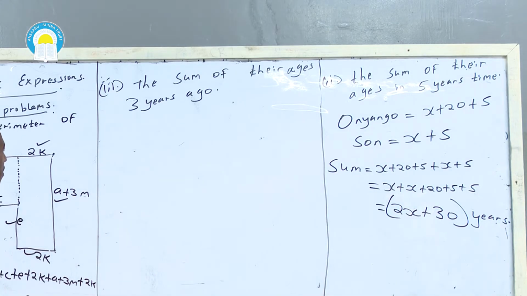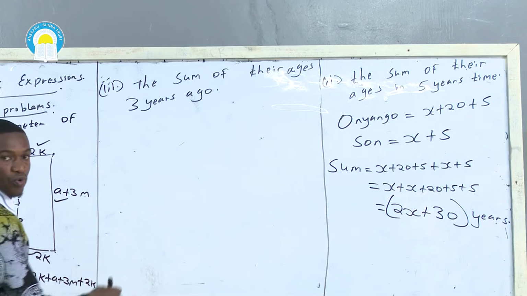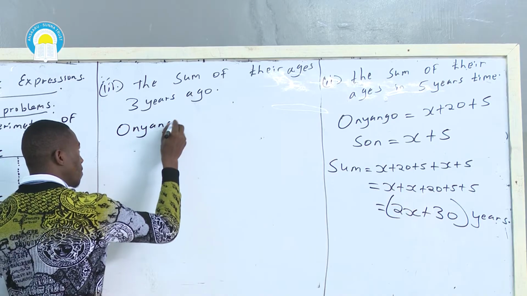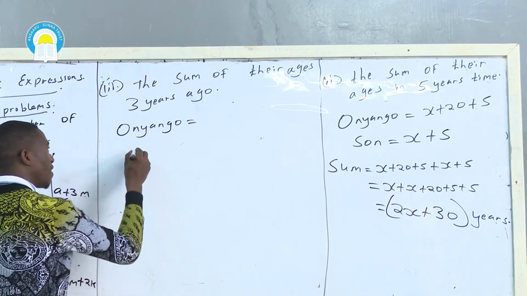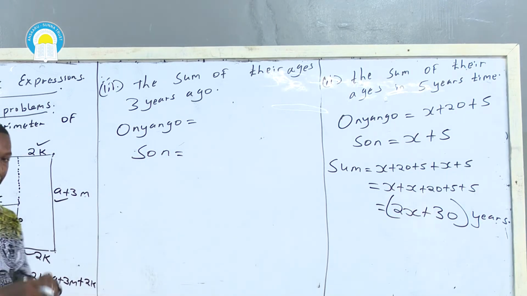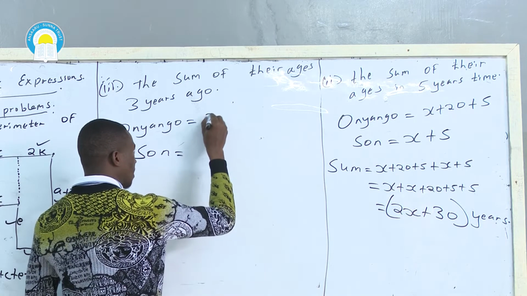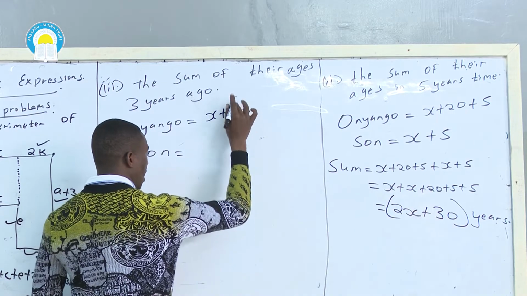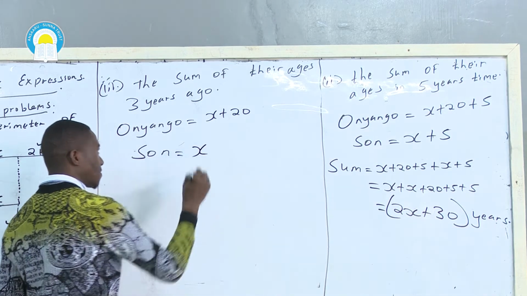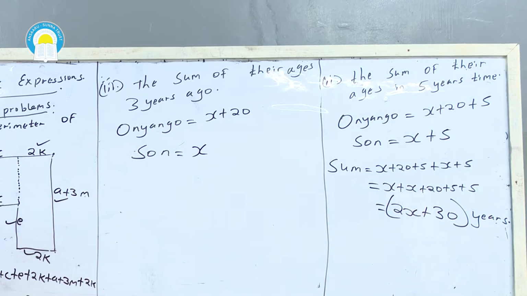Remember, we are still having the same individuals. We are having Onyango equals, then we are having Sun equals. Remember, Onyango's present age was X plus 20. I believe you can remember that. And the Sun's present age was X. But the question is, the sum of their ages 3 years ago.